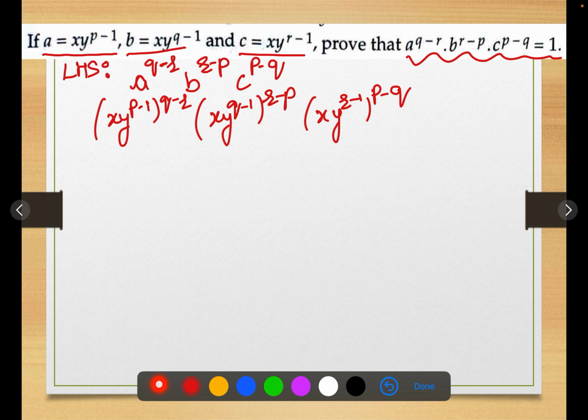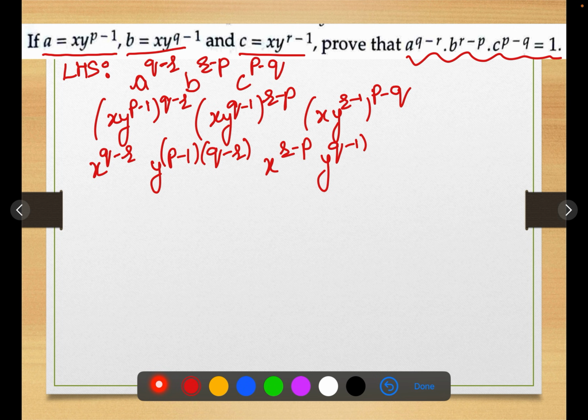Now let's split them. So what I'll get is x to the power q minus r, y to the power p minus 1 times q minus r, x to the power r minus p, y to the power q minus 1 times r minus p, x to the power p minus q, y to the power r minus 1 times p minus q.